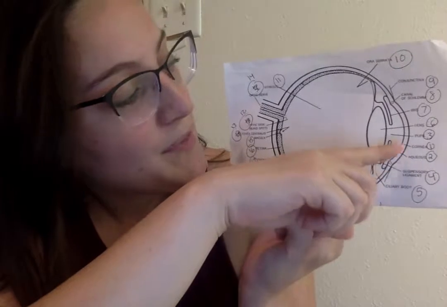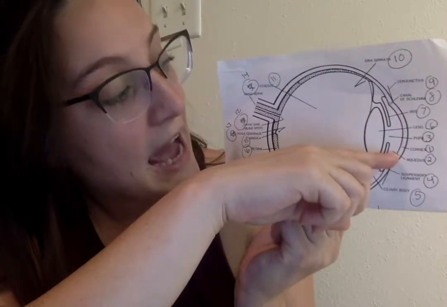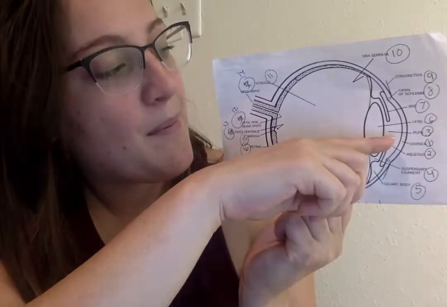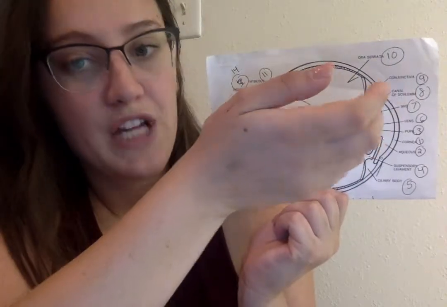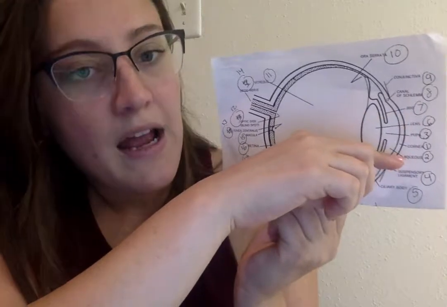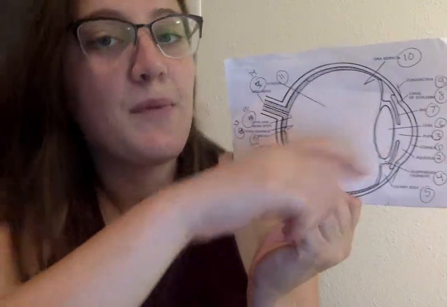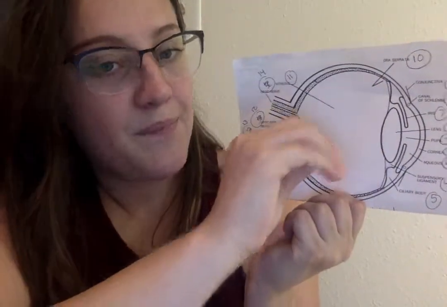The next one we're going to be talking about is the aqueous humor. The aqueous humor is located here. It's a fluid-filled part. It's the fluid in the anterior chamber. It's located between the cornea and the crystalline lens. This fluid provides most of the nutritional value for this part of the eye.